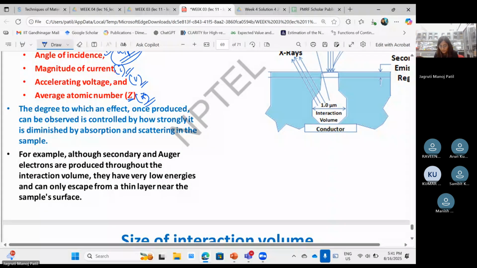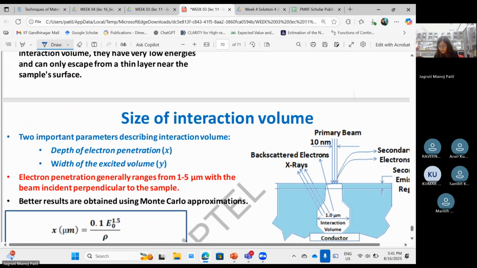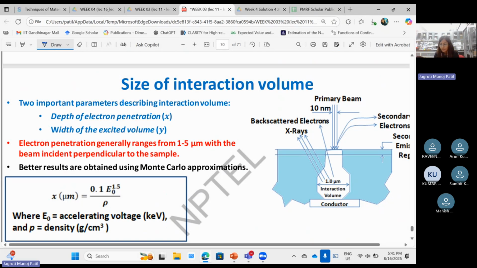Okay, so there are two parameters for this interaction volume. One is the depth of this interaction, and second is the width of the excited volume. How much depth it is passing through, the depth of electron penetration, sorry, not reflection. That says depth of electron penetration, and then you have the width of the excited volume. This is your y. So based on these two terms, you'll see that.